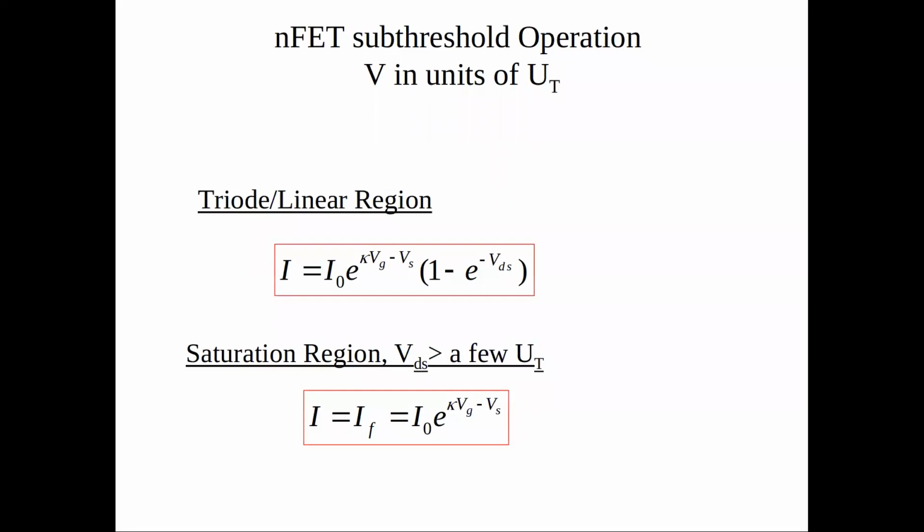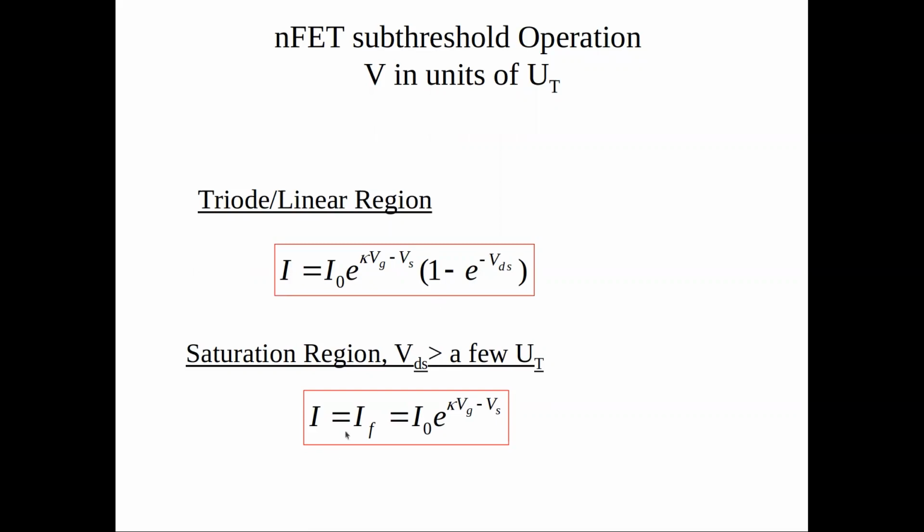When we cannot say anything about VDS, we have to be careful. We don't know if VDS is greater or smaller than 4 UT. Then we have to use the full equation, which in simplified terms is this one. And if VDS is greater than a few UT, like 4, then we can use this one. These are the ones to remember.